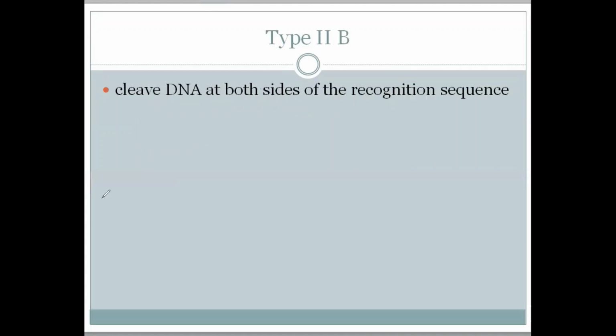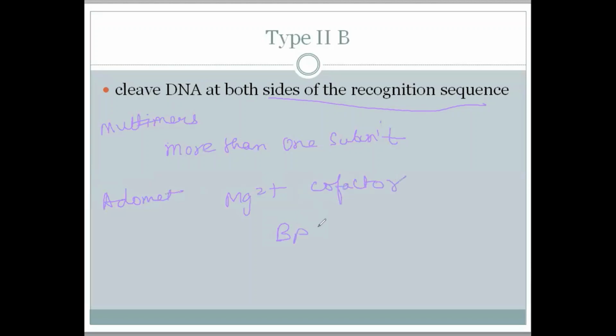Now, type 2B. So, what does type 2B do? Type 2B are multimers, and they contain more than one subunit. They cleave DNA at both sides of the recognition sequence. They require both S-adenosylmethionine and magnesium as cofactors. And the example is Bcg I.